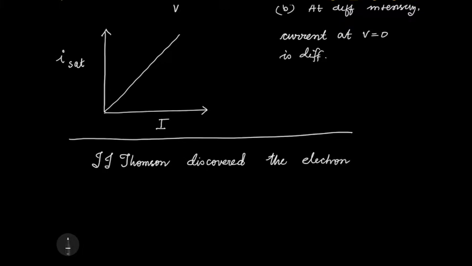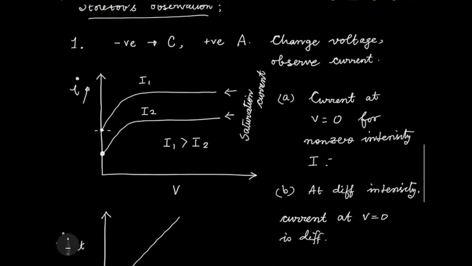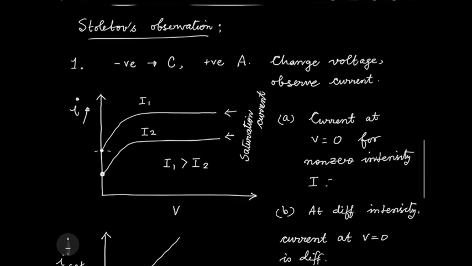So he discovered that these cathode rays, which are made up of small particles, which was named electron eventually. This happened in 1889. So it was realized that electrons are negatively charged, and that when you say positive current, it means flow of negatively charged particles.